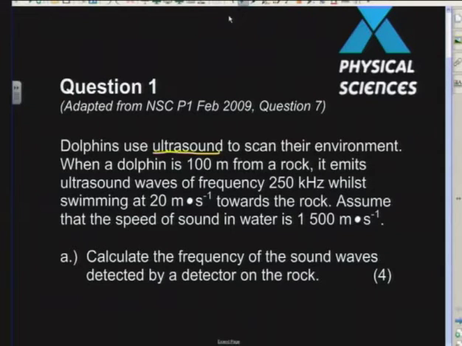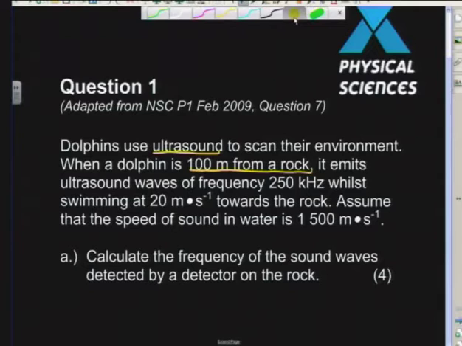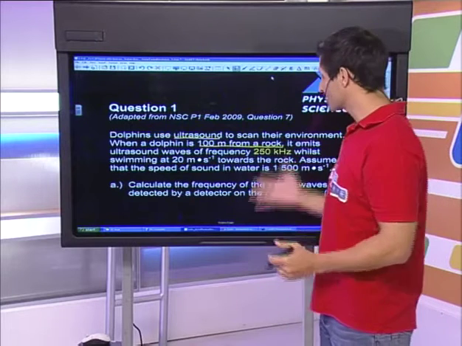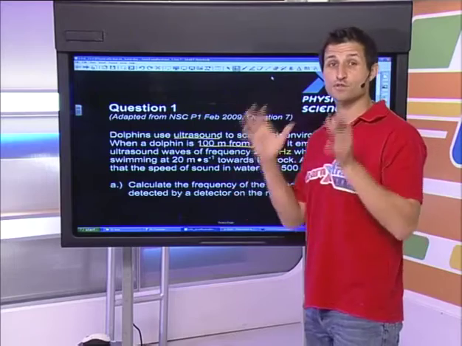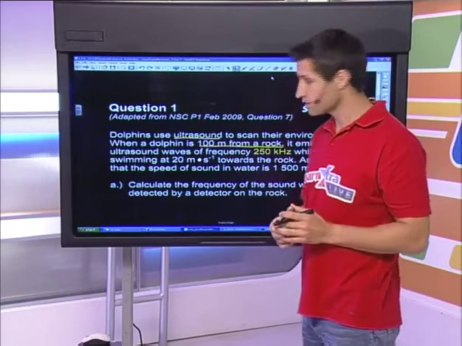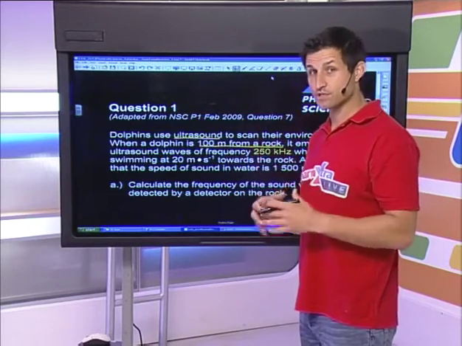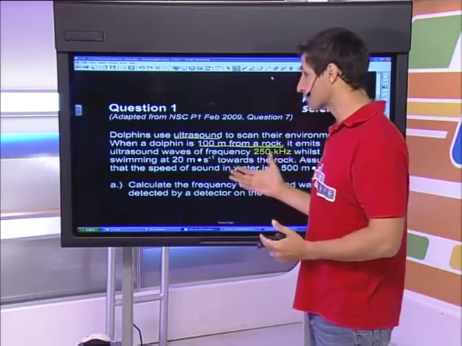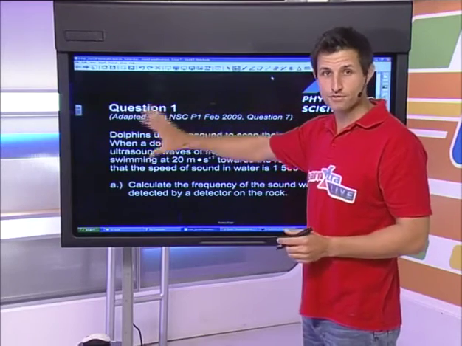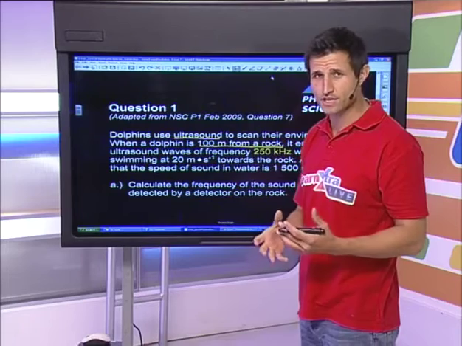Now, a dolphin is 100 meters from a rock, and that might be important. It emits ultrasound waves of frequency 250 kilohertz, and that's quite important. This is the sound which is coming from the dolphin. If you've done Doppler before, this is called the frequency from the source, Fs in the equation. So they've told us what frequency is coming from the source. The dolphin is the source of the sound, which is where the waves are actually coming from.